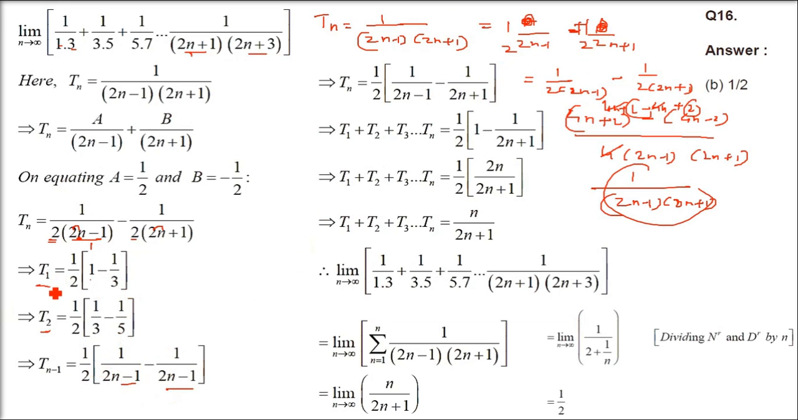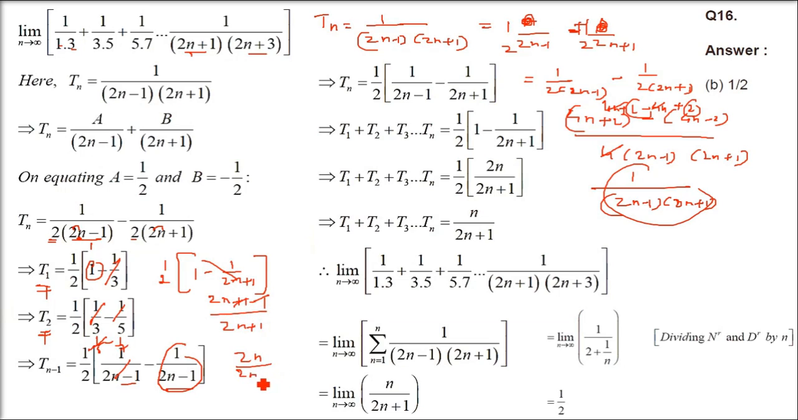But what you see here is, if you take half common for everyone and want to add, half you can take outside. Minus 1 by 3 will be cancelled with 1 by 3. Minus 1 by 5 will be cancelled with the next 1 by 5. And finally, the last minus 1 by 2n minus 1 will be cancelled by the one just previous to it. Only the first term 1 and the last term 1 by 2n plus 1 is going to remain. The last term is not 2n minus 1, it is 2n plus 1. Okay. Please remember it's 1 by 2n plus 1 as the last term.